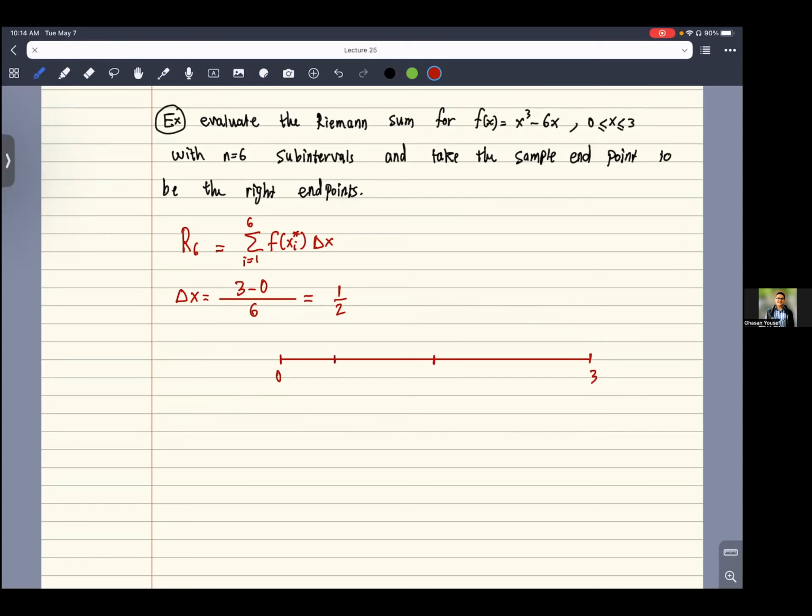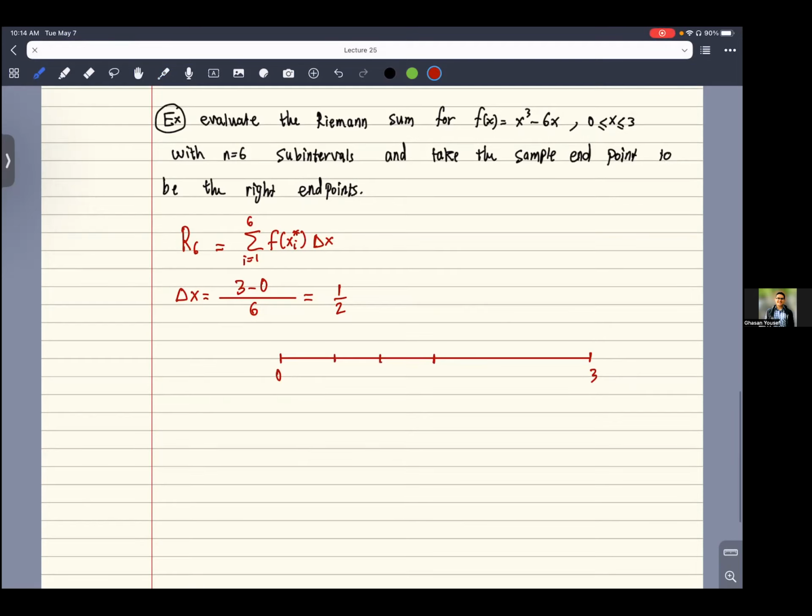Here's 1, 2, 3, 4, 5, 6. Correct. So this is the first one. This is the second subinterval. Here's the third one, fourth, fifth, and sixth. Now, like I said, delta x is the same for all subintervals. It's the width for all subintervals.